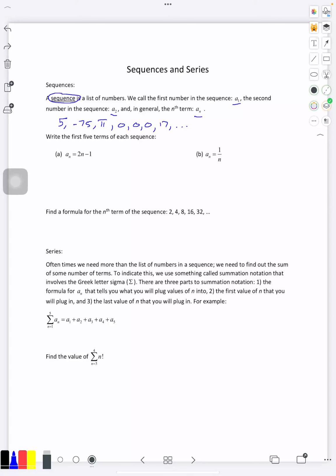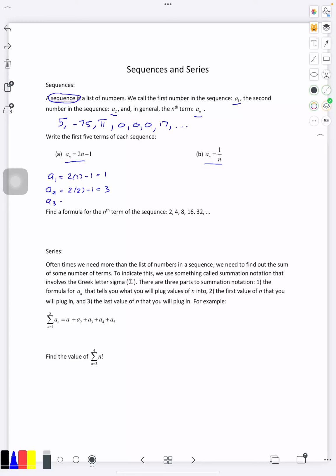And these next two examples, they're going to give us a formula, and they're asking us to find the first 5 terms of the sequence. So for this first sequence, A_n is 2n minus 1. That's a formula. It tells you for any n, you can plug it in and find the term. So A_1 is the first term. If you plug in 1 there, you're going to get 1 as output. If you want the second term, you plug in 2, and you get 3.